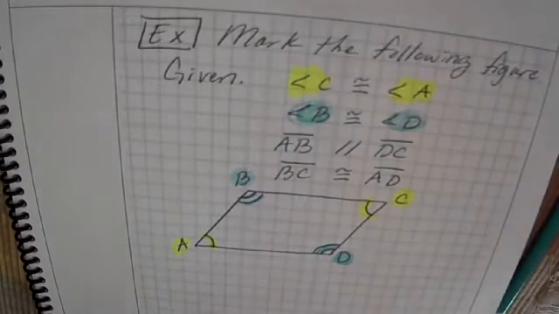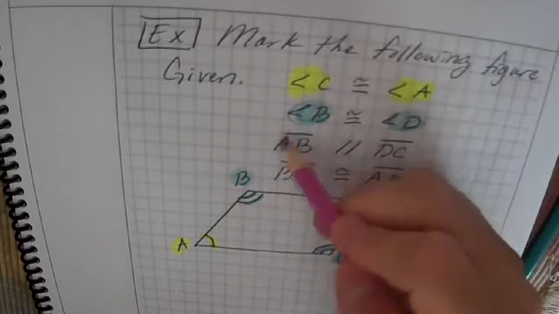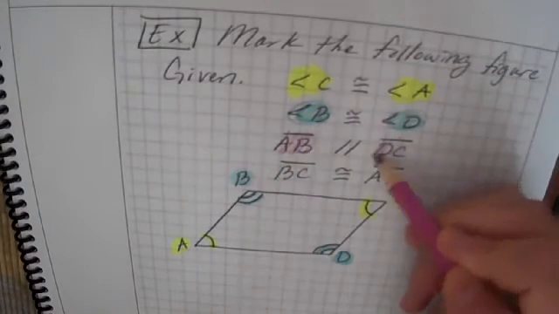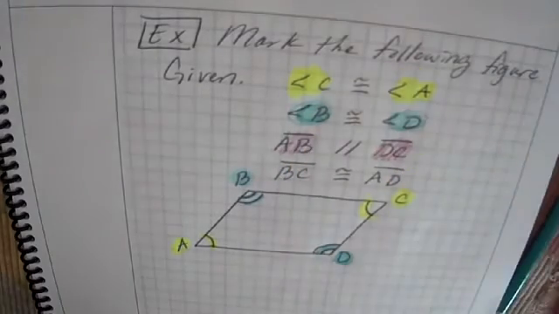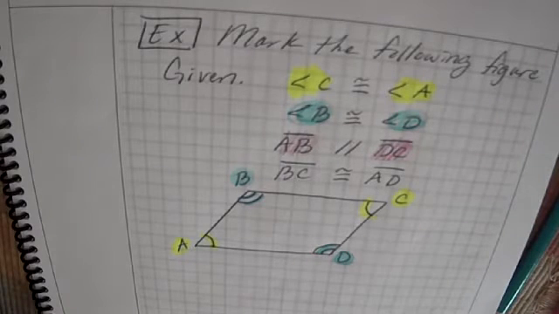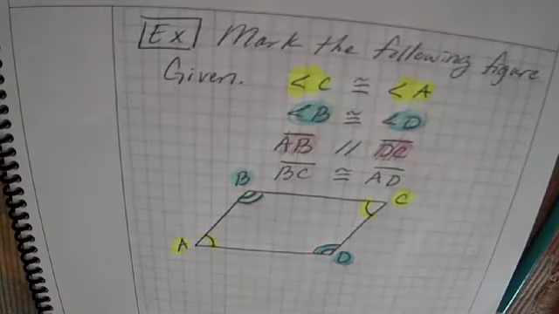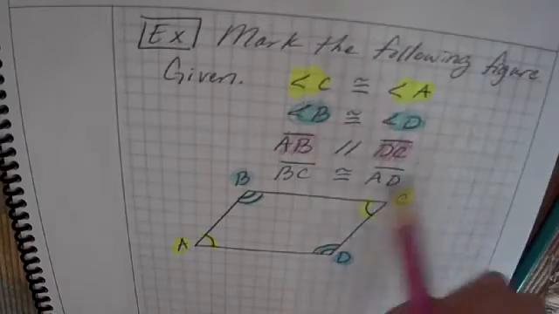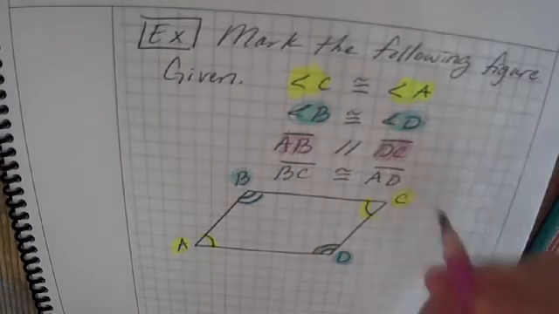Similarly, I have AB is parallel to DC. Okay, I'm going to pause for a moment and I'll be back. Let's see. All right, I'm back. So we had segment AB is parallel to DC.